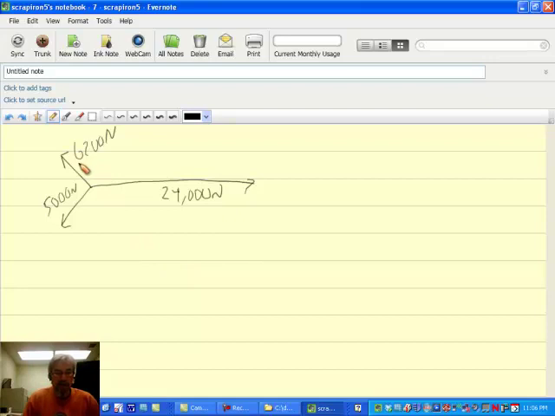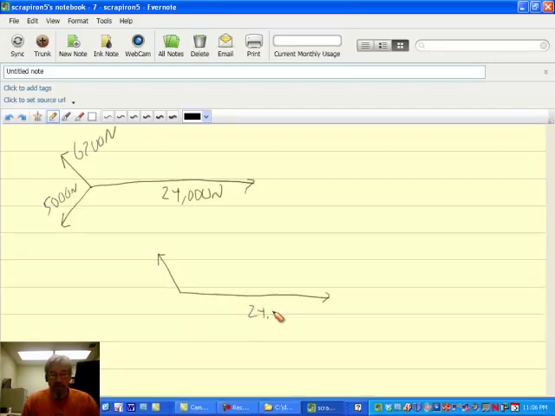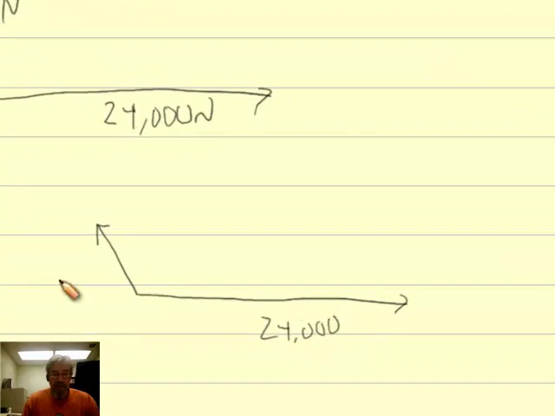So the first thing I'm going to do is take the 6,200 newton and 24,000 newton forces, and find their resultant using the law of sines and cosines. So here's what I'm going to do. I'm going to model this from the point of origin with these vectors. That's 24,000. I know that this is 6,200. I know that this angle in between is 120 degrees.